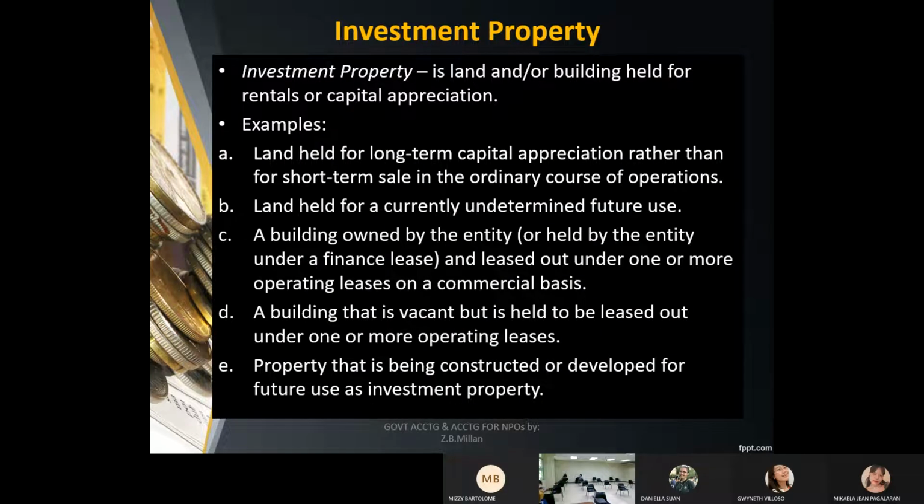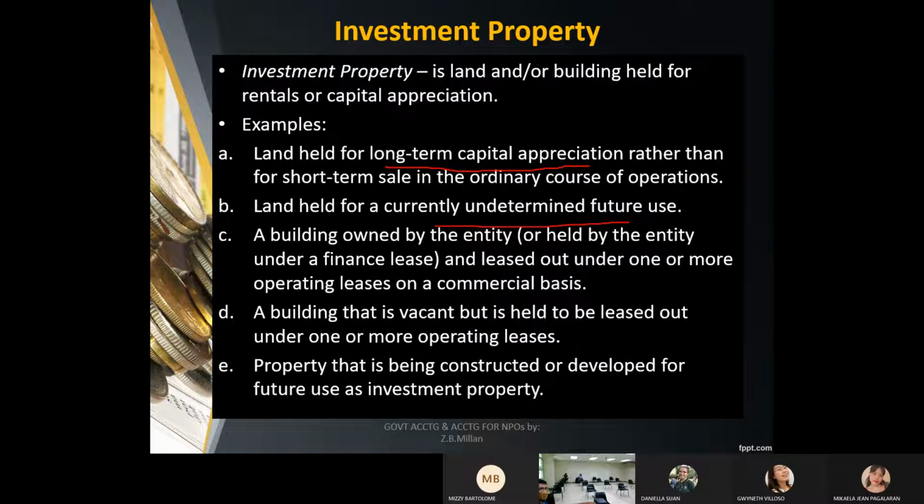Ano ba ang investment property? Is land or building held for rentals or capital appreciation. Examples niyan: land held for long-term capital appreciation, rather than for short-term sale in the ordinary course of operations. Kasi inventory yan kapag for sale. Next, land held for a currently undetermined future use.